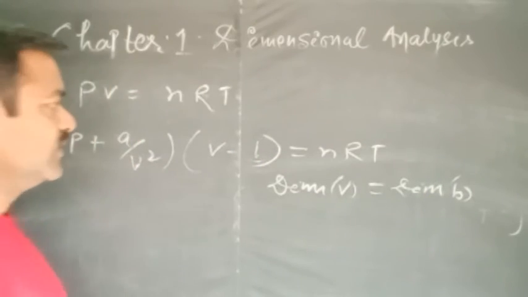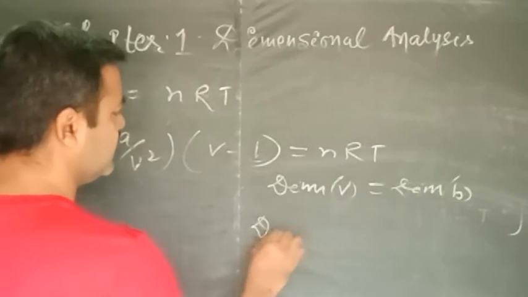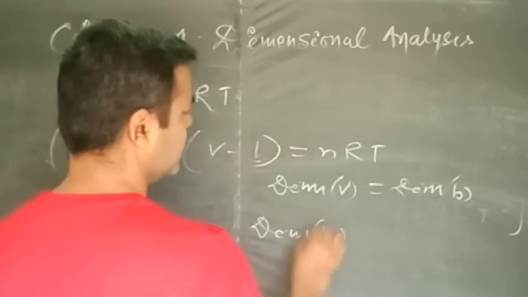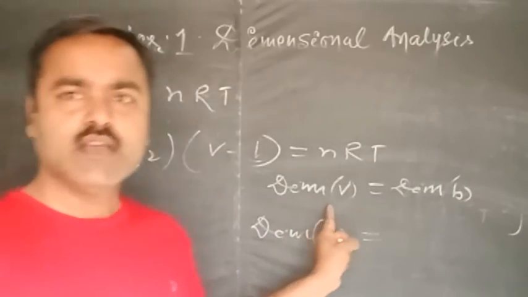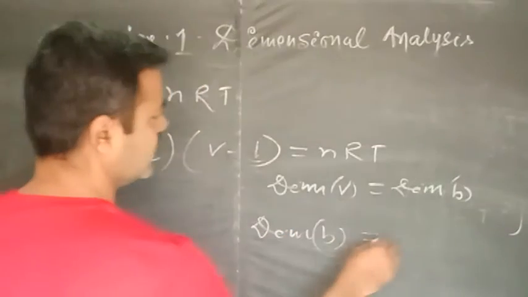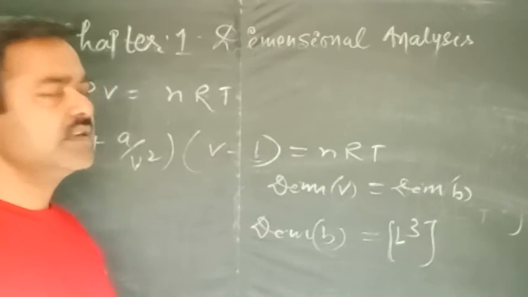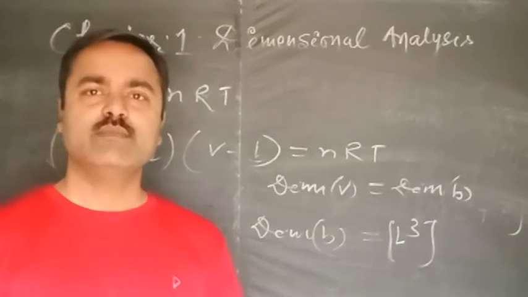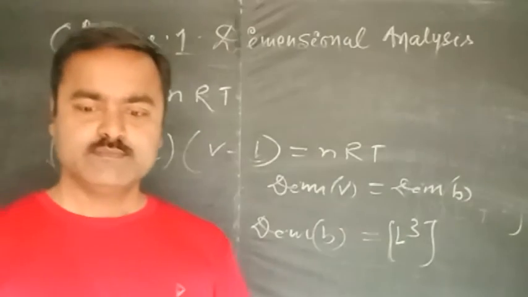And V is what? Volume. So the dimensional formula of b equals, and what is the dimensional formula of volume? L cube. So the dimensional formula is L cube. It is okay. So here we have found the dimensional formula of a and the dimensional formula of b.